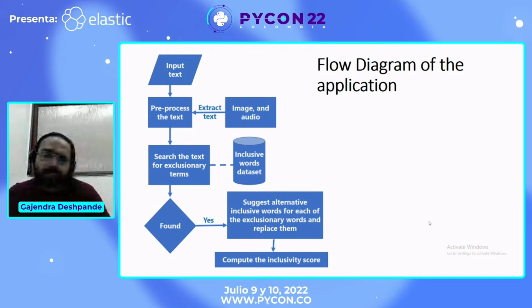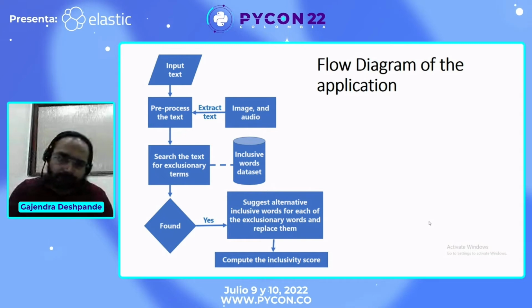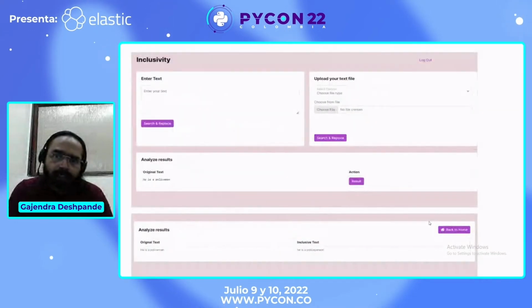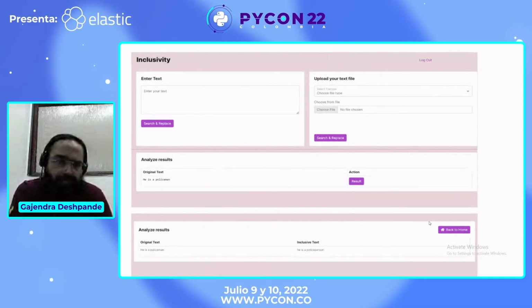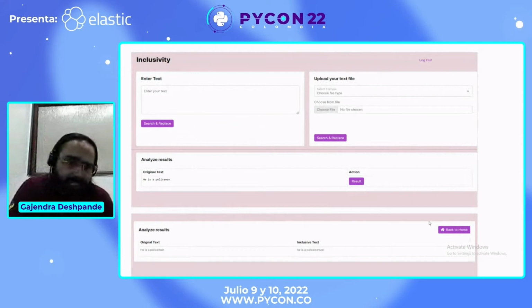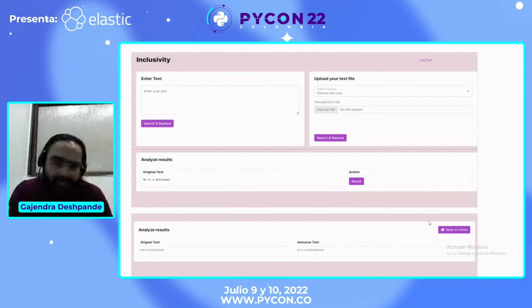Again, there is no perfect result. We need to go on building the data set. Now, this was the screenshot. My students are working on this project, which is still in development. You can see here that they had the text 'he's a policeman', and it replaces policeman with police person.